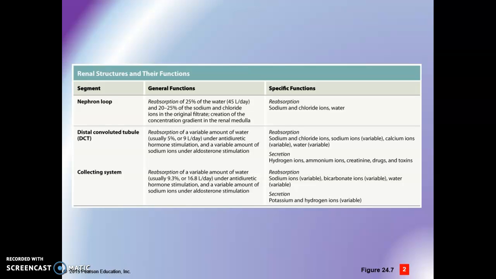And the collecting system: reabsorption of sodium ions is variable, bicarbonate ions is variable, and water is variable. Potassium and hydrogen ions are secreted, and this is variable.